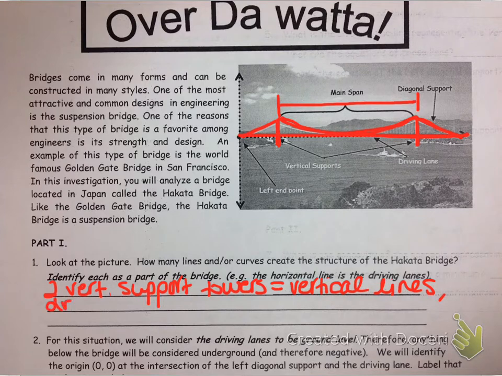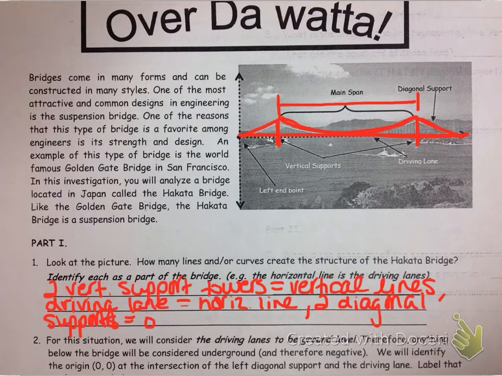The driving lane is going to be a horizontal line. The two diagonal support cables are what we call oblique lines, and oblique means angled. And then the actual suspension arch is the parabola.